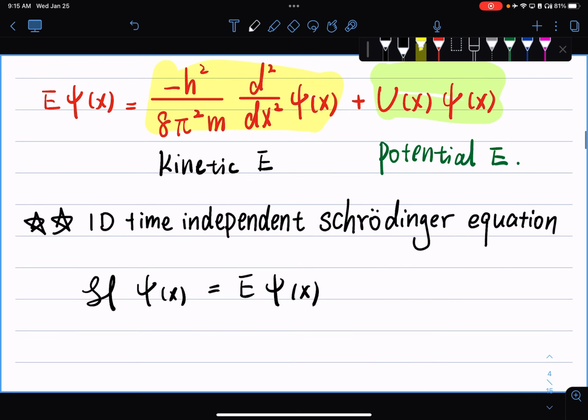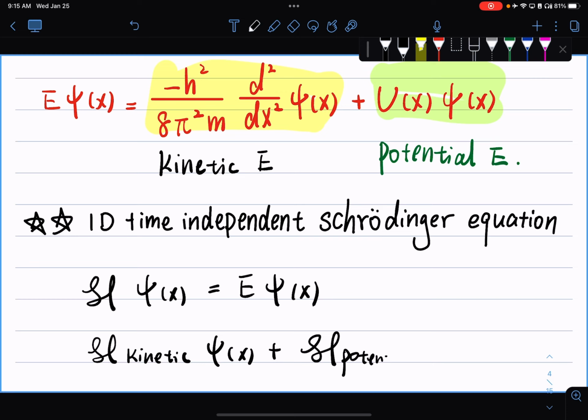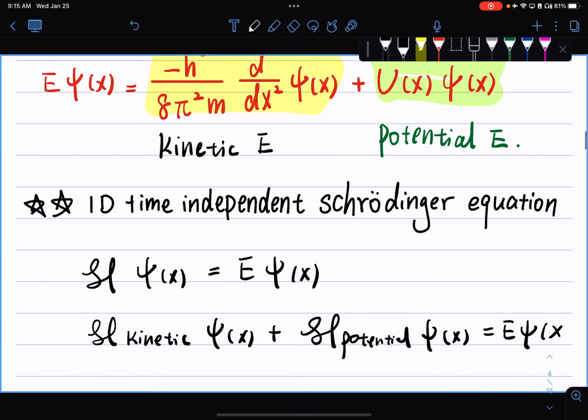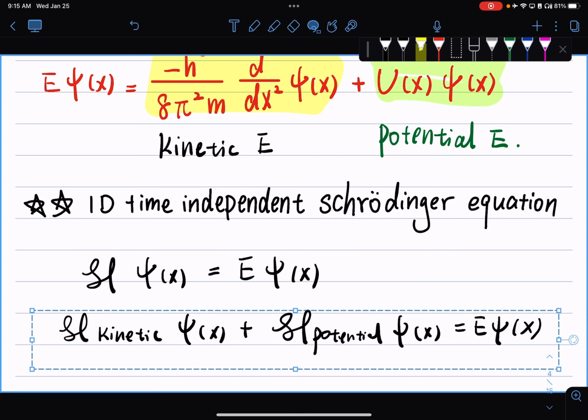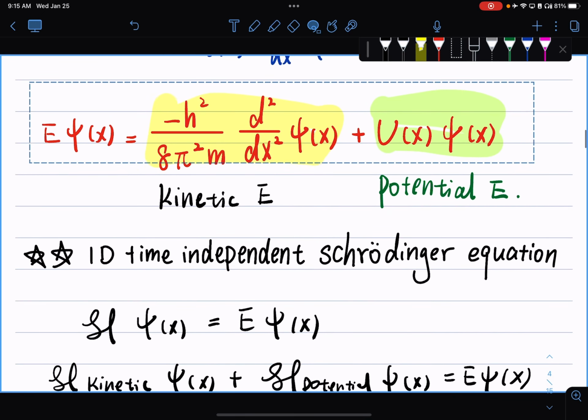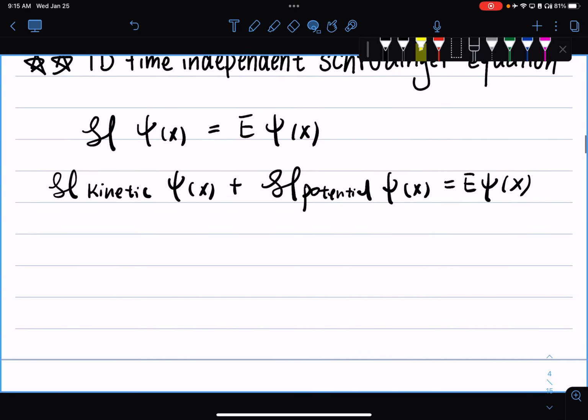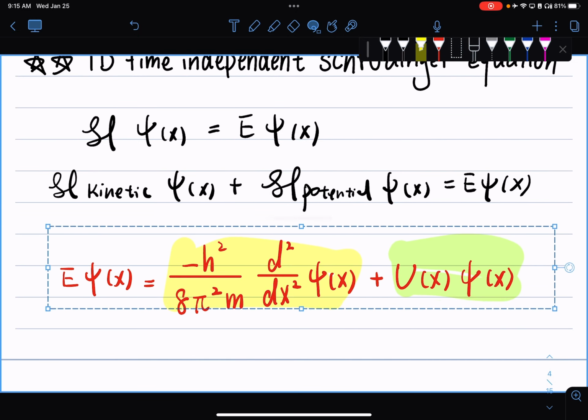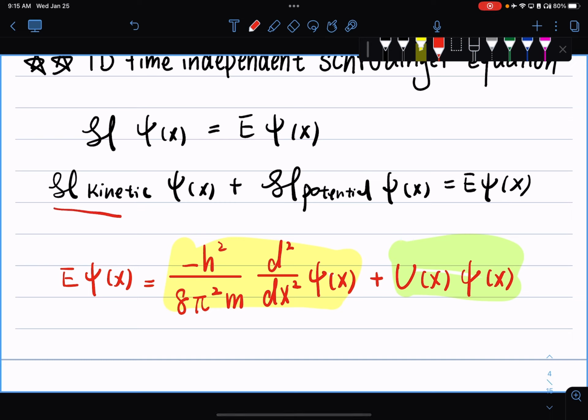Sometimes people can also rewrite it as the kinetic Hamiltonian phi x, plus potential Hamiltonian phi x. That gives you E phi x. So if we compare these two, what we have is this kinetic Hamiltonian is more or less just that second differential equation we're talking about.